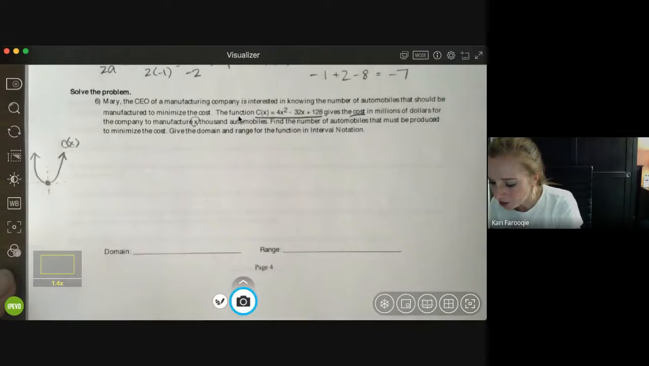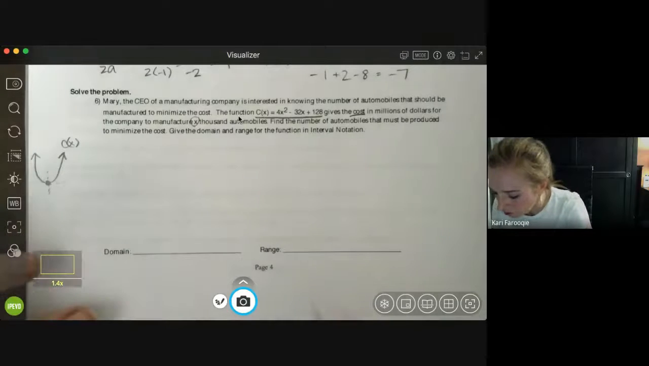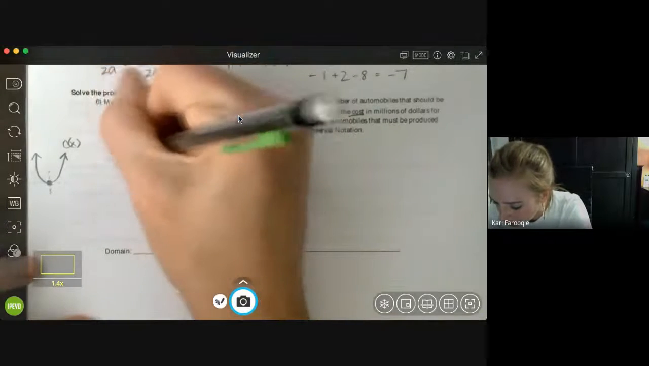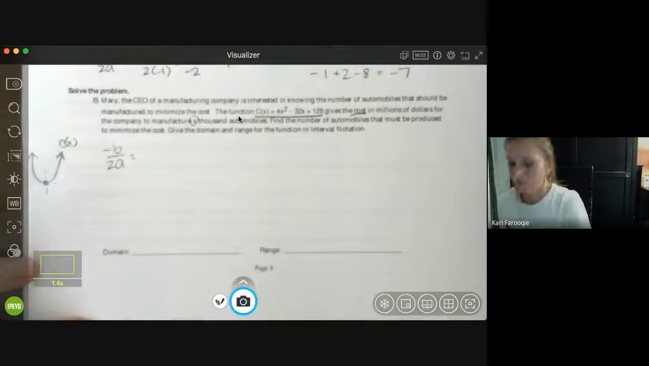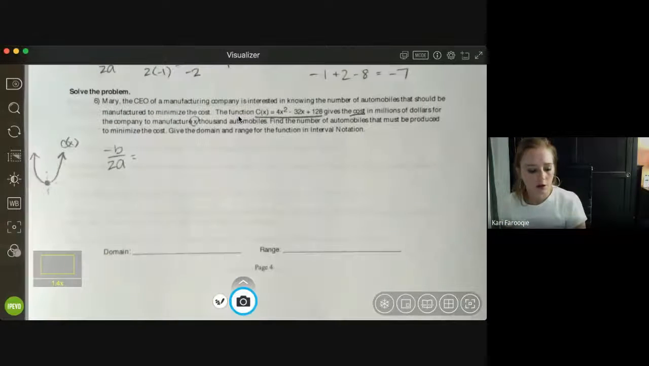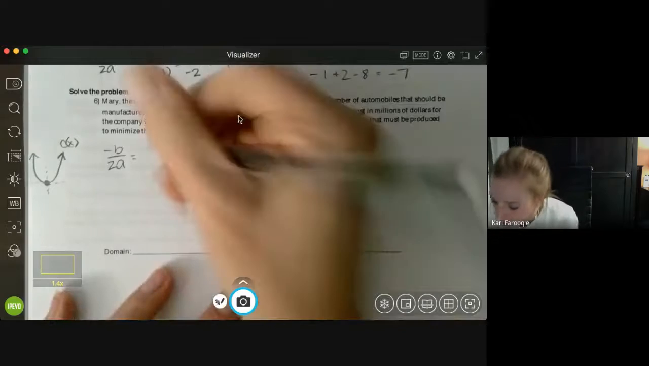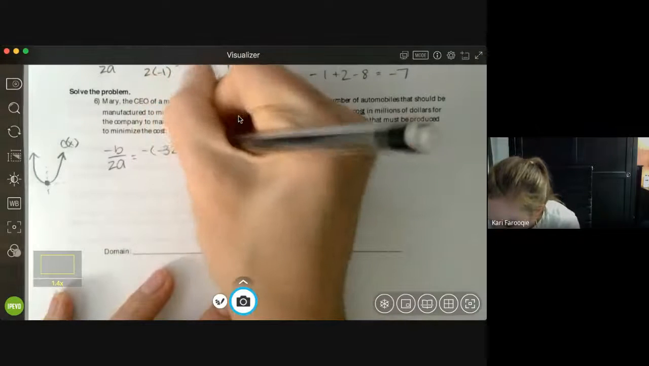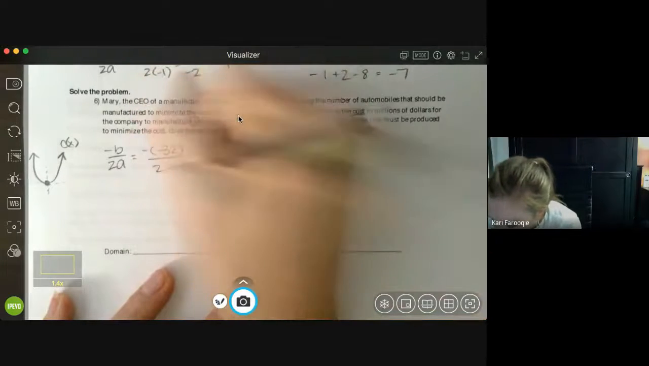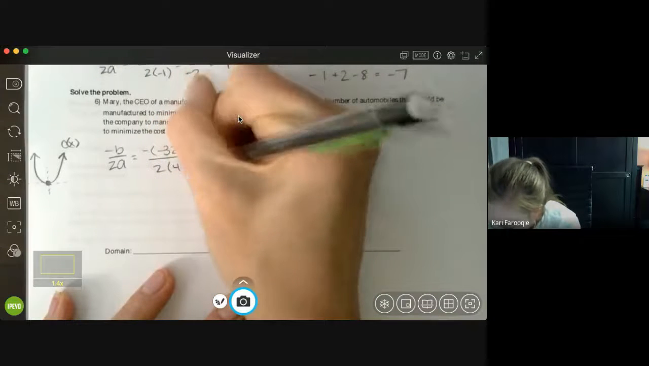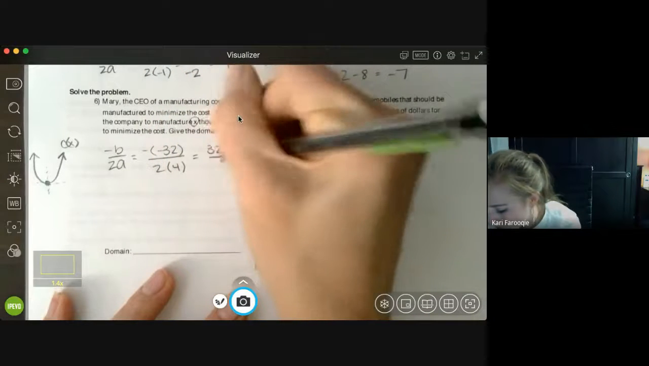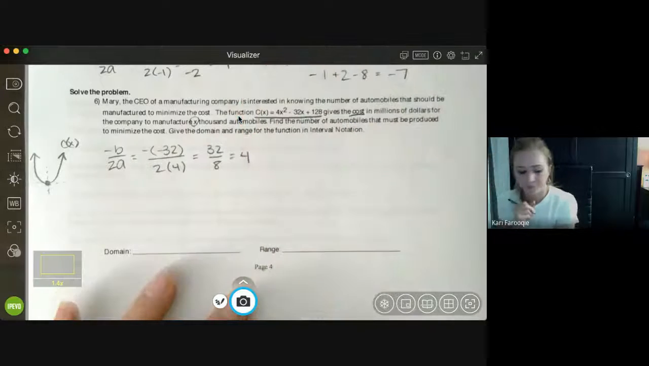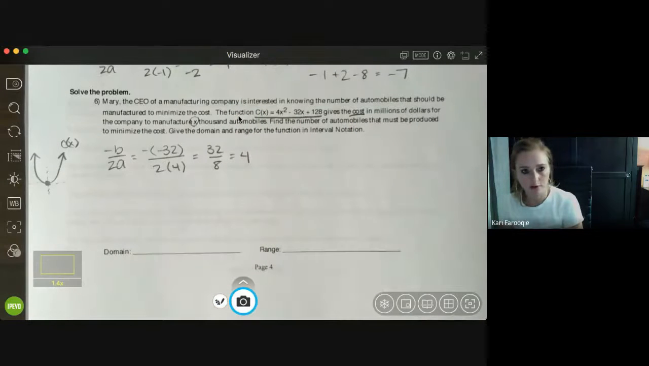So let's go ahead and minimize this quantity by finding the vertex, negative b over 2a, and use the quantities that are given. So negative 32 divided by 2 times 4, and you get 4.